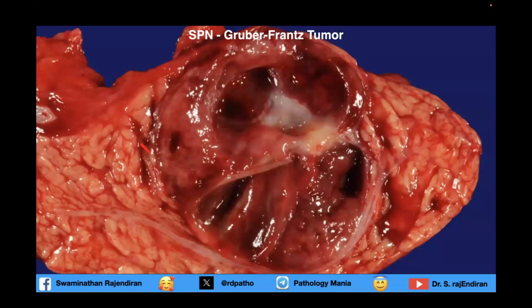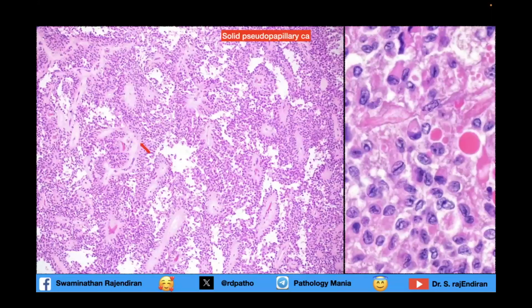The other name is Gruber-Franz tumor, because in the quiz they may ask you what is Gruber-Franz tumor. So it is nothing but a solid pseudopapillary tumor, and you can see solid areas and papillary areas. These are not real papillae. All the cells in between these papillae are discohesive and they shed. That's why it looks like papillary. Really, it is not papillary. That's why it is called pseudopapillary.